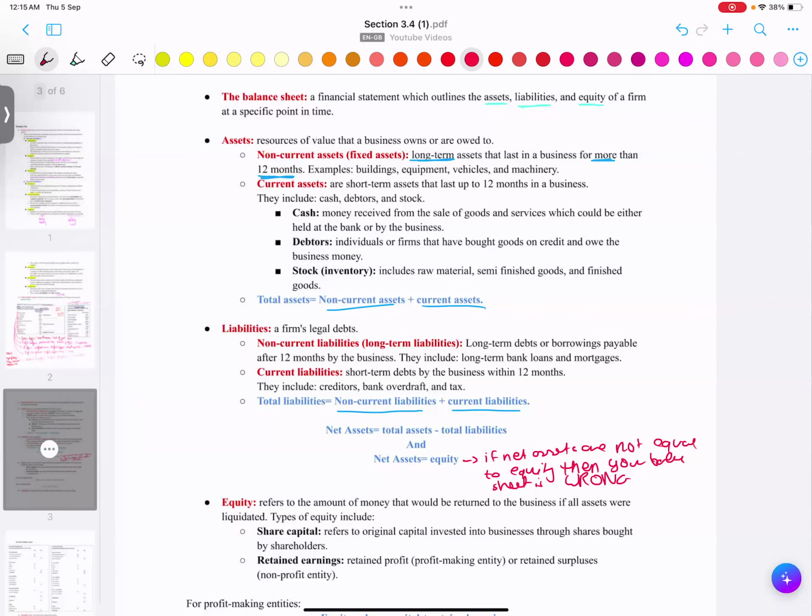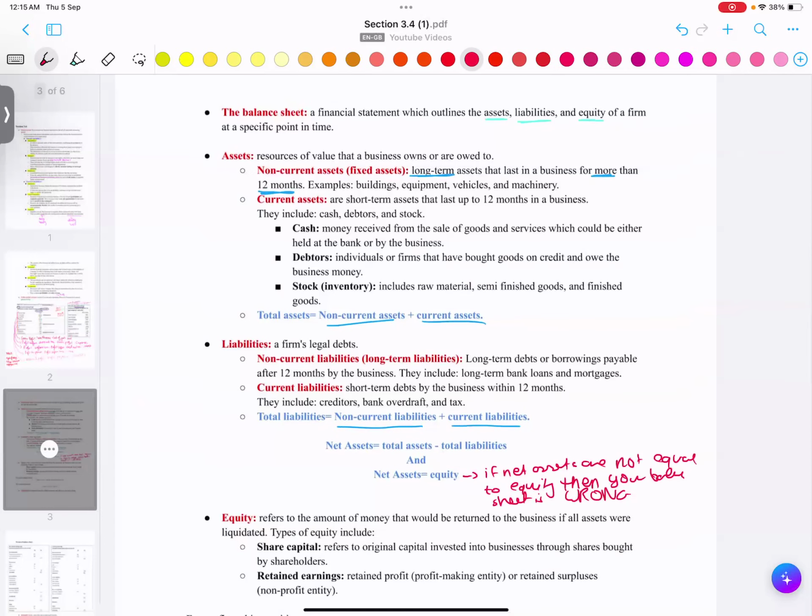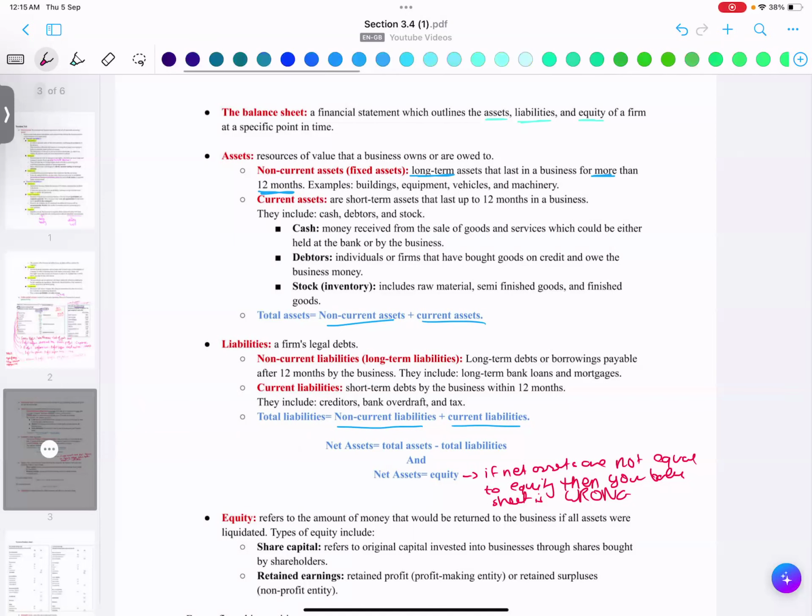Okay, so now let us begin. Now equity. Equity refers to the amount of money that would be returned to the business if all assets were liquidated. Types of equity include share capital, which refers to the original capital invested into the business. So it's what is paid to invest in the business through shares bought by shareholders, the amount of money they pay in order to have a share in the business.